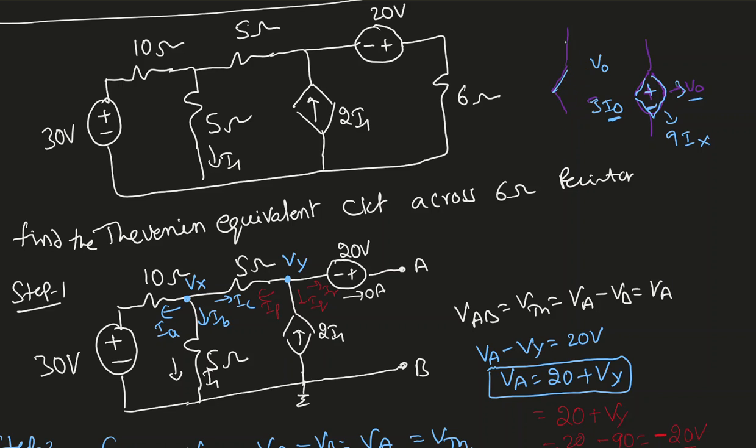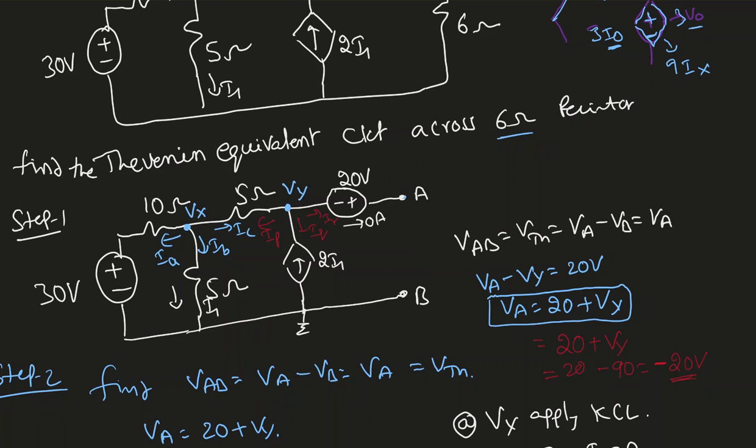Step 1. Here he's asking to find the Thevenin equivalent circuit across 6 ohms. He's not asking about finding the current or voltage or power in the 6 ohm resistor. He's asking about the equivalent circuit across the 6 ohm resistor. So remove the 6 ohm resistor and label the terminals. So that's what I did here. Everything else is the same. Now our goal is finding VAB.